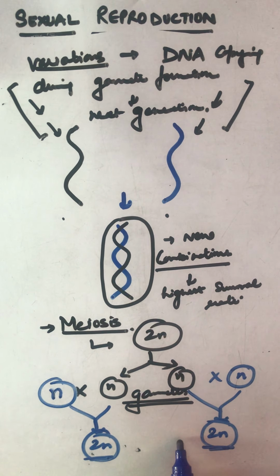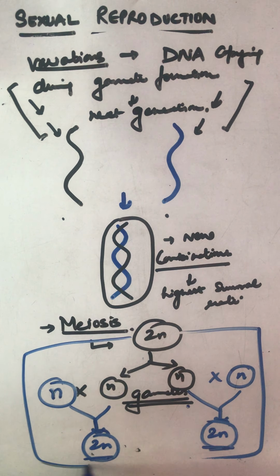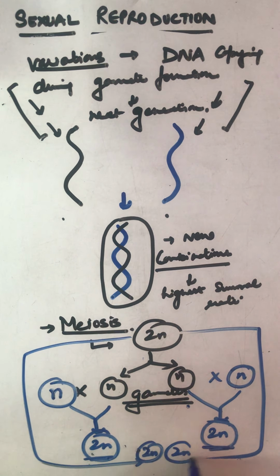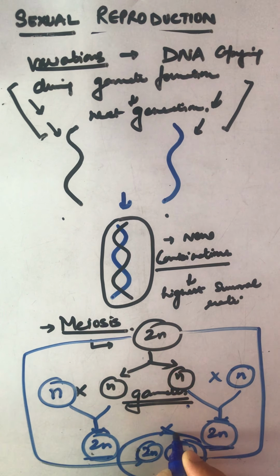See, if there is no meiosis, each new generation will result in having twice the amount of DNA that the previous generation had. Supposing 2n, instead of giving n, it is going to give rise to 2n only, right? What is it going to give rise to? 2n. Now this 2n plus 2n will give rise to 4n, right? That is completely no.